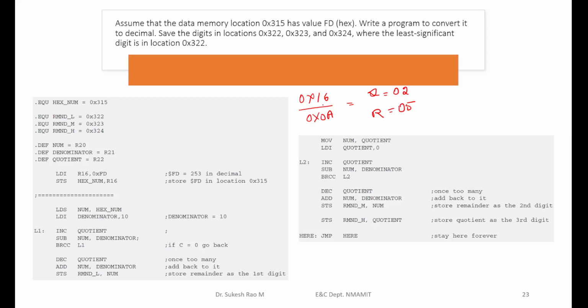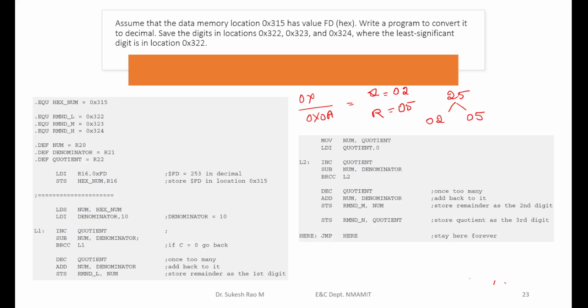If 16 is the hexadecimal value, then these two numbers are in what we call unpacked format. What do you mean by unpacked? It means the higher digit will be separate and the lower digit will be separate. So 02 05, this is called unpacking. The number will come in the unpacked format.